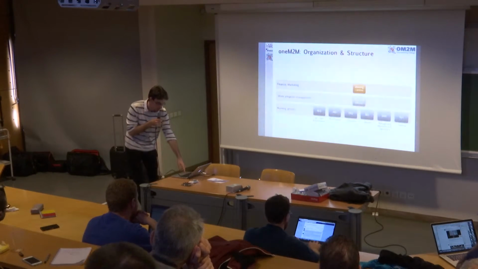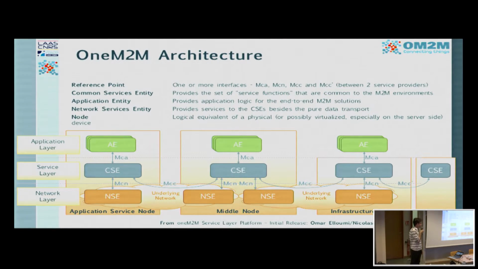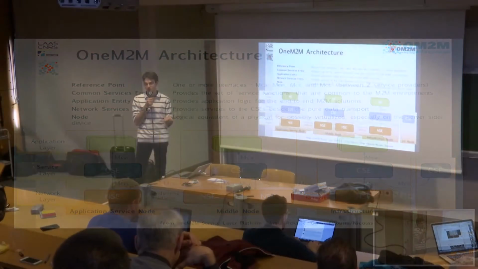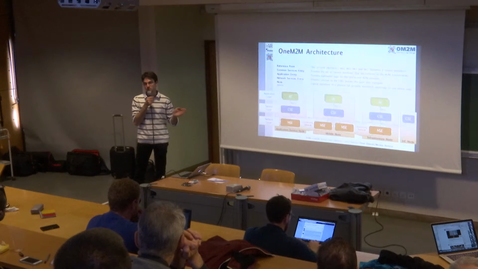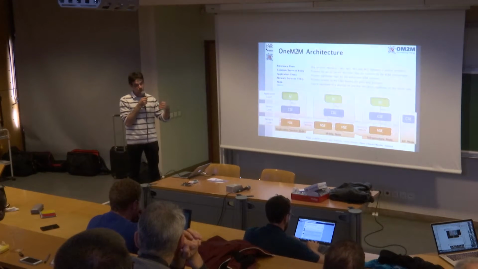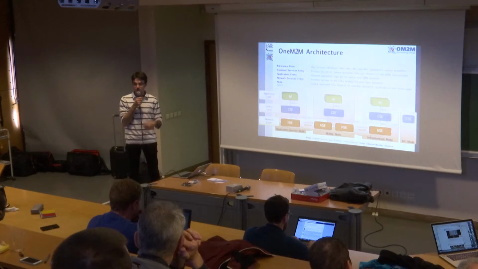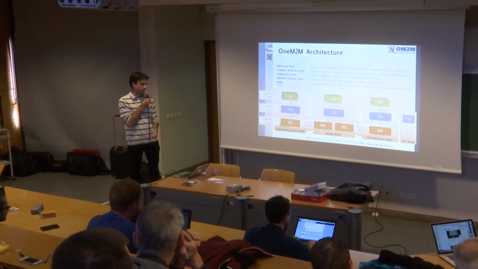So the architecture of the standard is based on different types of nodes. You can have what they call an infrastructure node, that is the higher level node. Typically it will be the server or the cloud hosting your solution. And below this node you will have other nodes, such as middle nodes, that will be gateways or intermediary servers that will be communicating with the infrastructure node and also with other nodes or devices in the lower layer.